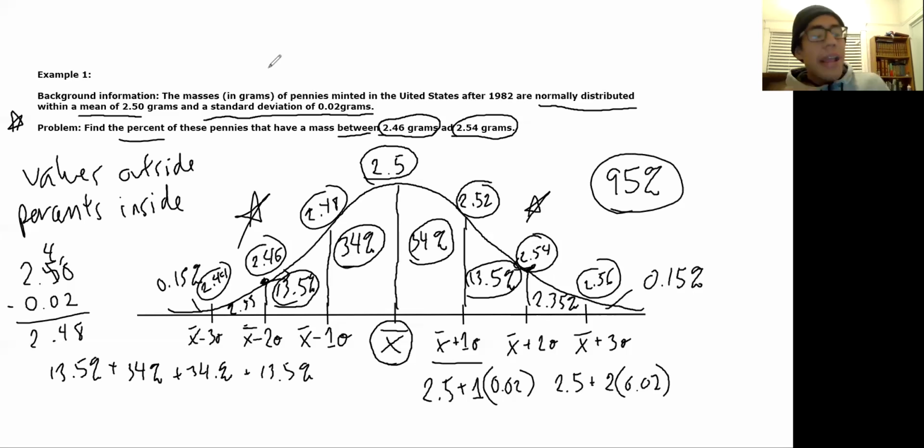So what's my answer? My answer is right here. The problem is asking find the percent of pennies that have a mass between 2.46 grams and 2.54 grams. Well, if all this information is true, 95% of all the pennies in the United States that were made after 1982 have a mass in between 2.46 grams and 2.54 grams. And that's it. Yeah, I know.